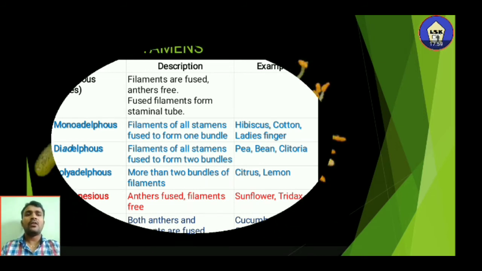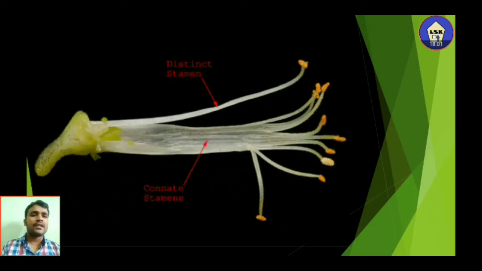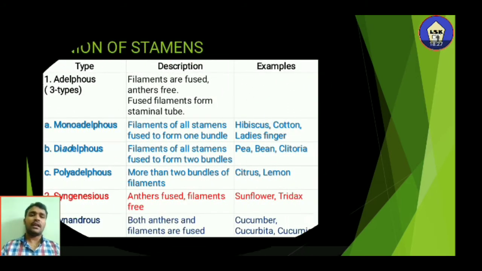Here is a photograph of the diadelphous condition. You can see this is the single filament. And all the other filaments, you can see nine filaments, that means nine stamens. The filaments of nine stamens are fused. So at the apex they are free, but at the base they are fused. The fusion of nine filaments leads to the formation of a single bundle, and one is separate, so totally two bundles. So this is called the diadelphous condition.